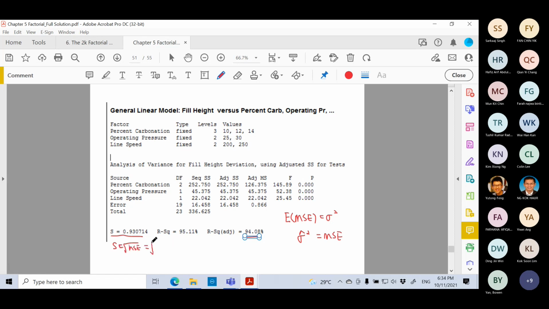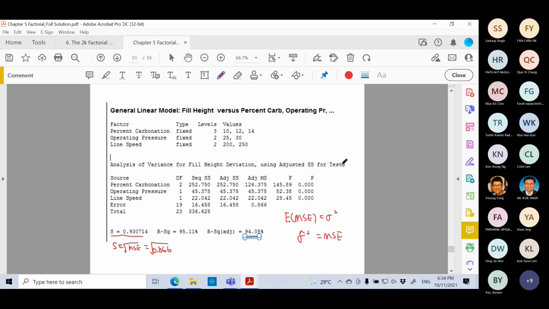If the MSE is 0.866, then the square root gives you 0.93. That is the standard deviation, so it's actually the square root of MSE. This part just tells you what the overall standard deviation is. If you need to use it, then you use it.